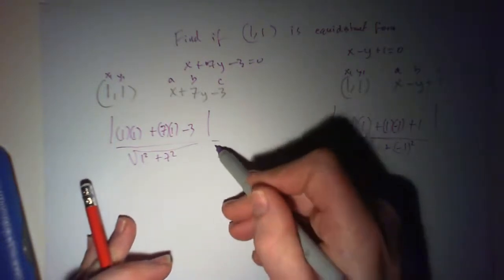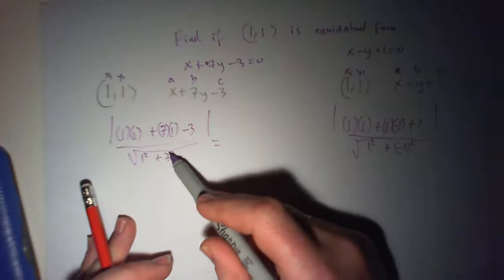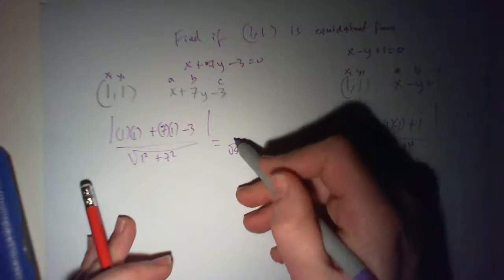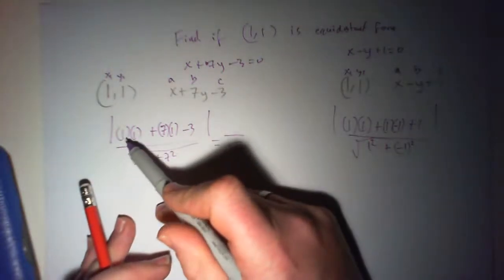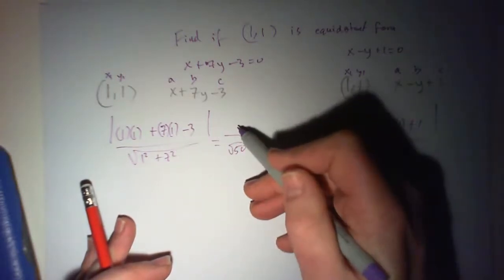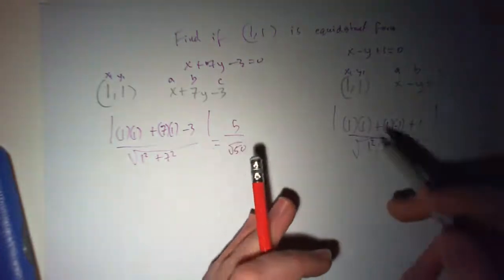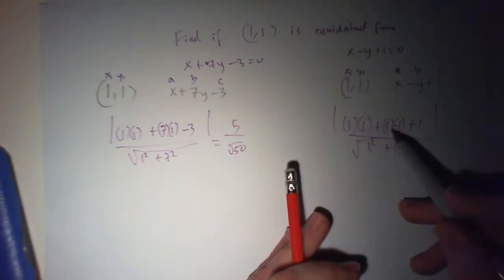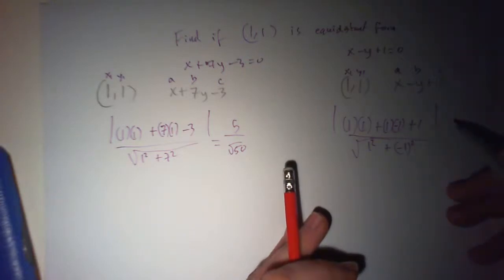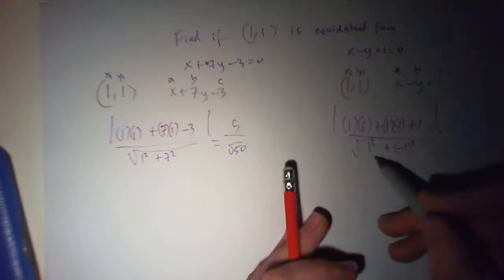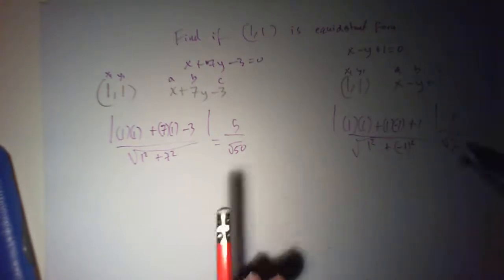So what have we got here? We've got 7 squared is 49, plus 1, root 50, over 1 plus 7 minus 3, that's 5. Absolute value doesn't matter there, but anyway. And here we've got 1 minus 1 plus 1 is 1, over root 2. Right, are they the same?